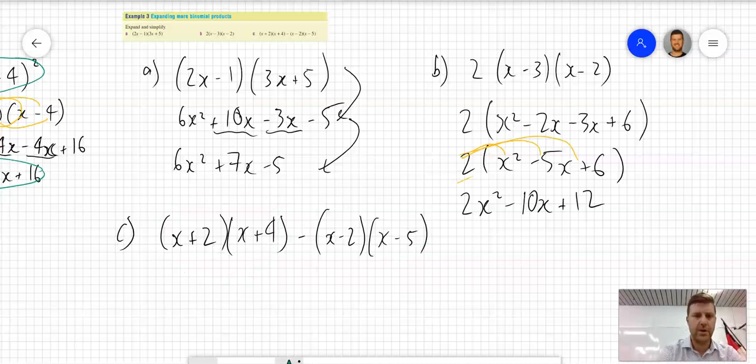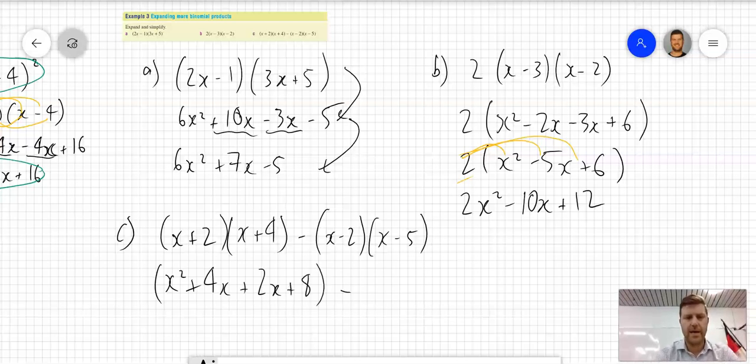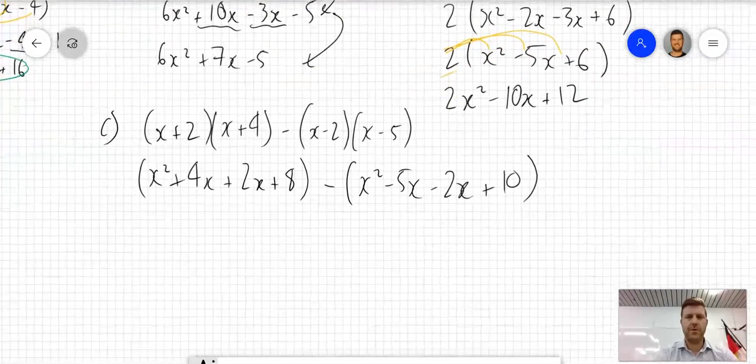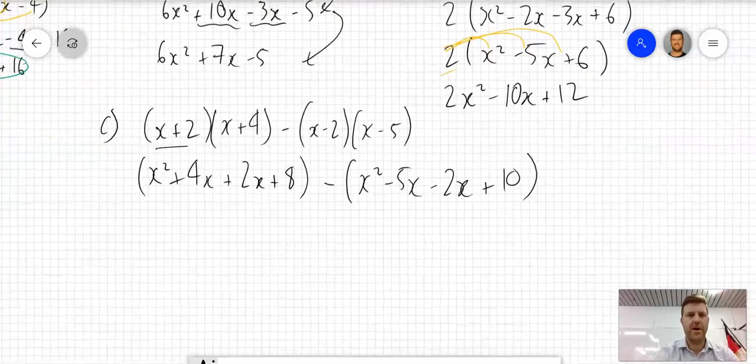So let's just do the FOIL rule on those first two brackets. So that gives me x squared plus 4x plus 2x plus 8, take x squared, take 5x, take 2x plus 10. Alright, using the FOIL rule I've just expanded that set of brackets, and these set of brackets here.